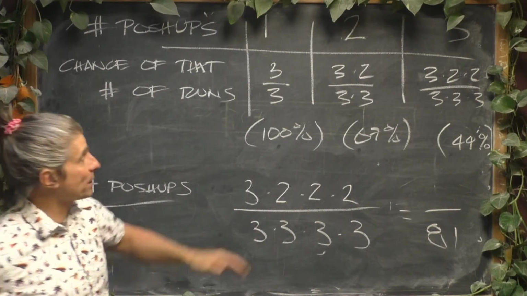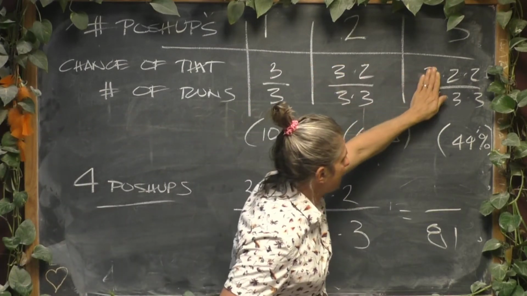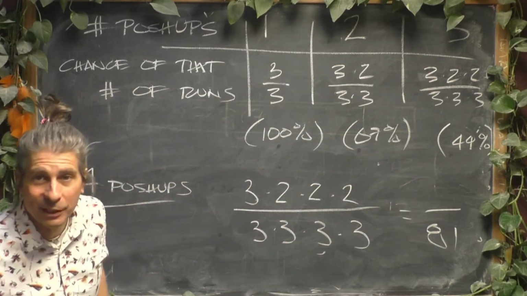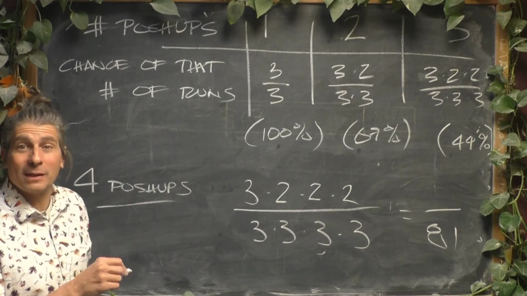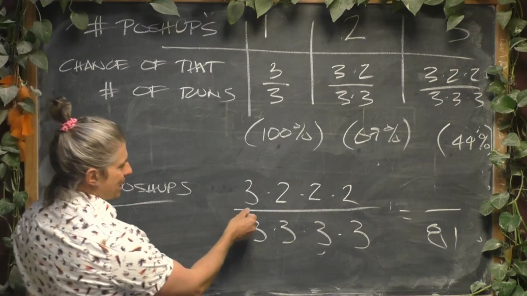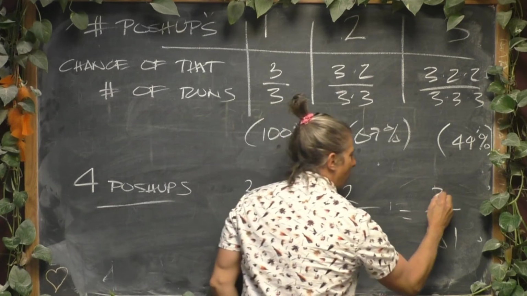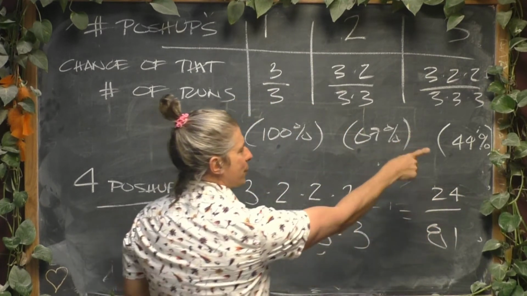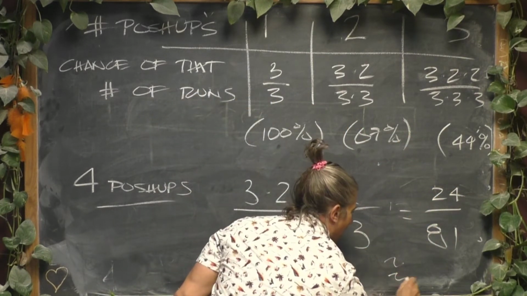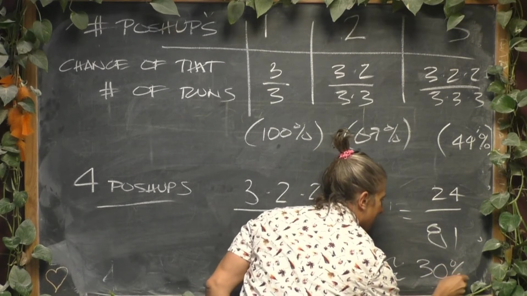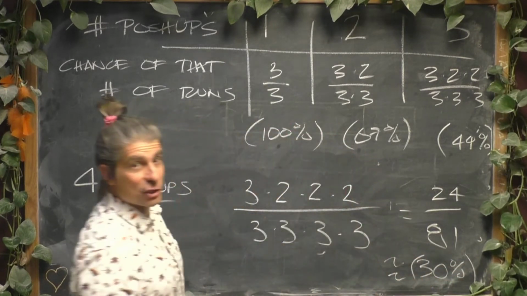Some of you may have even noticed that the 3's divide off and you're left with just 2/3, which is actually pretty cool too. But hopefully you're noticing that pattern. So you end up with, what's this going to be? 8 times 4 is 24 81sts, which is just 2/3 of that one. So that's probably going to be about 30%, I'm guessing. Somewhere in that neighborhood. So you see the chances going down.